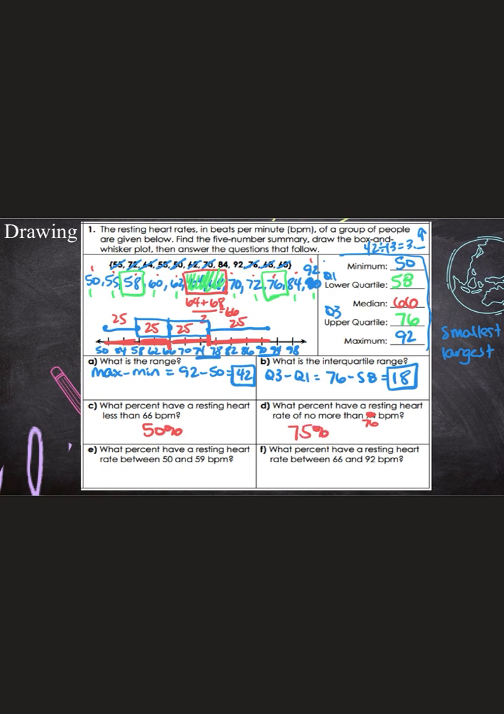What percent have a resting heart rate between 50, and this should say 58. So 50 starts here, change colors, starts here. 58 is right here, so that's just 25% of my graph. And then what percent have a resting heart rate between 66, so that's here, and 92, which is here. So I have 25 and another 25, so that's 50%. Okay? So that's kind of the general way of that.